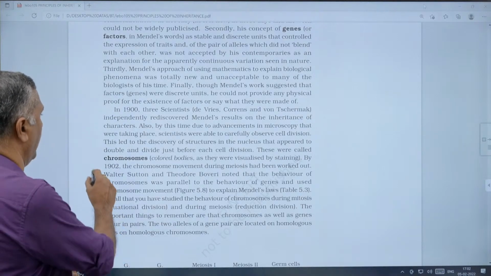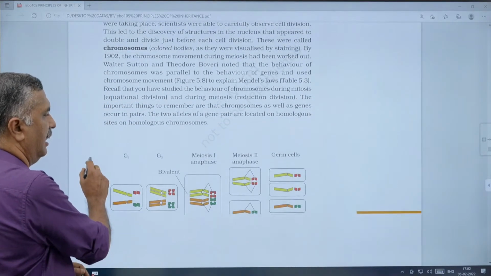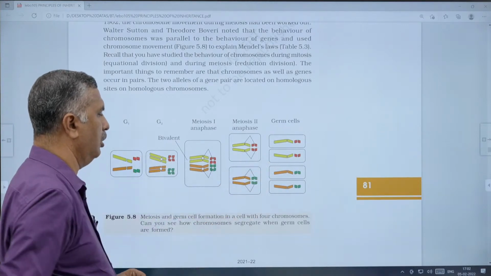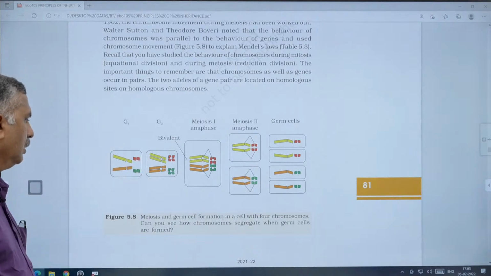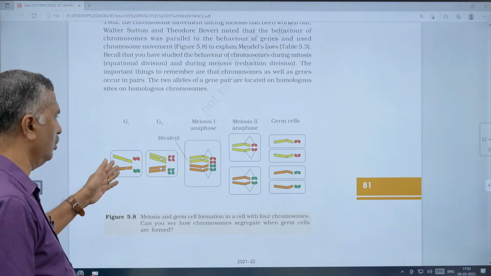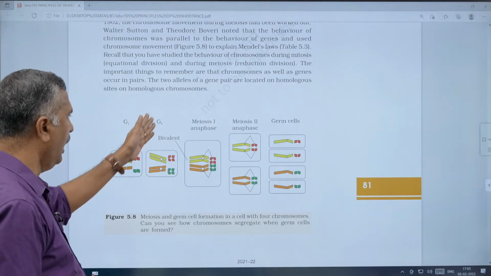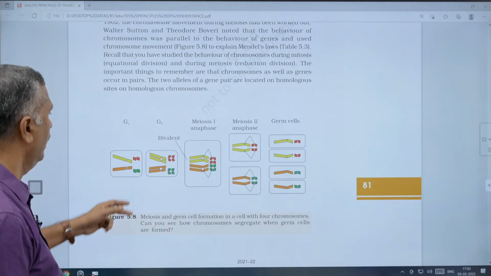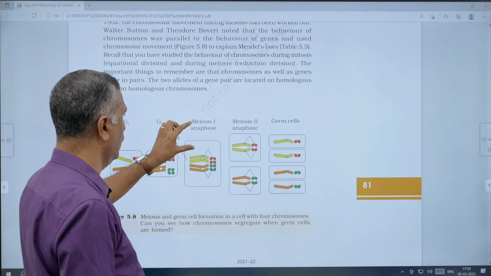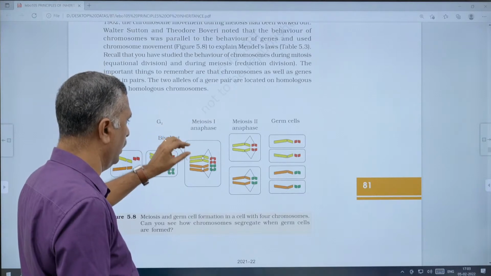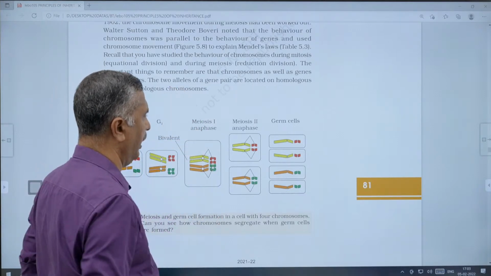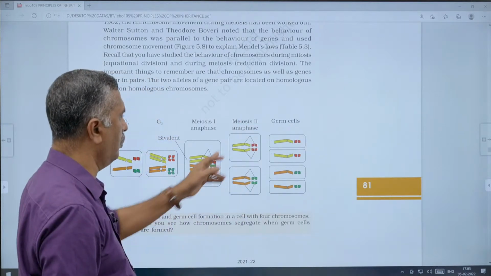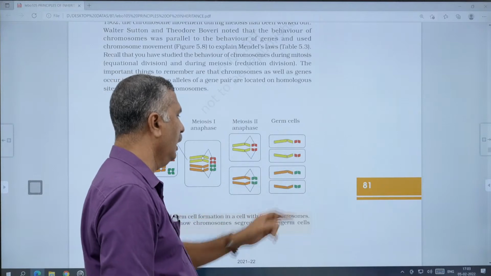That is the behavior of the chromosome during cell cycle division. You have already studied meiosis and gamete or germ cell formation, here with 4 chromosomes. That is the G1 phase. The next is the S phase and G2 phase, where the doubling takes place and chromatids are doubled. Then in anaphase 1 of meiosis 1, the homologous chromosomes separate. And in meiosis 2, the chromatids separate, and each moves to the germ cells or gamete cells.